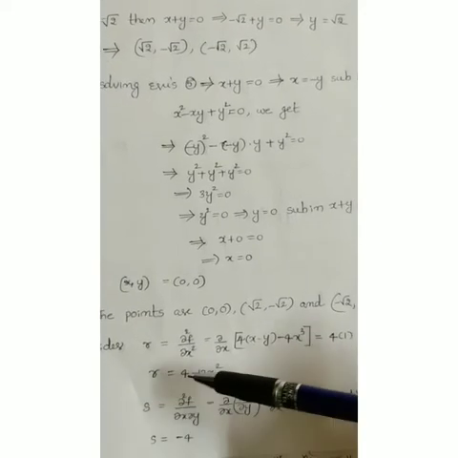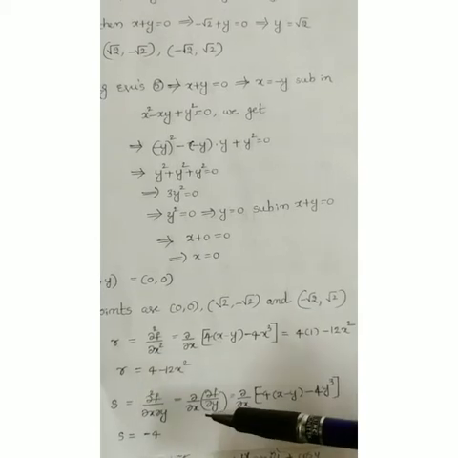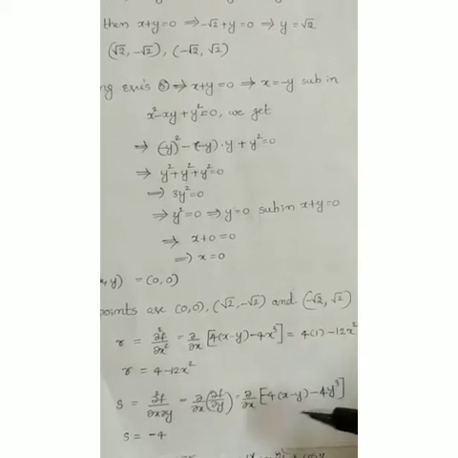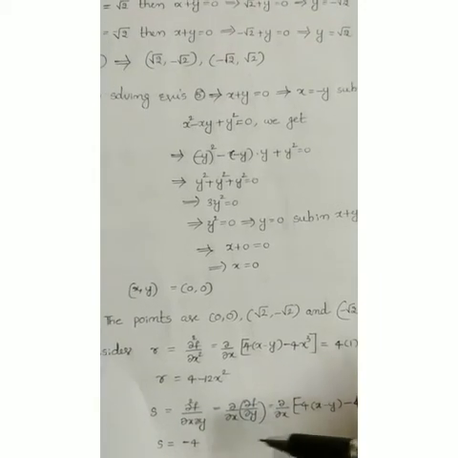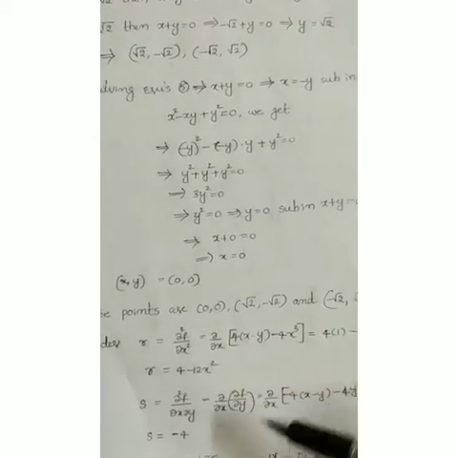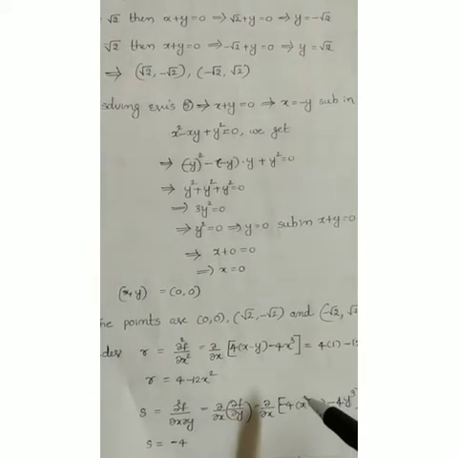Then s, ∂²f/∂x∂y, this can be written as ∂/∂x of ∂f/∂y. ∂/∂x of ∂f/∂y, the value is -4(x - y) - 4y³. Then differentiating this with respect to x, -4, differentiation of x is 1.